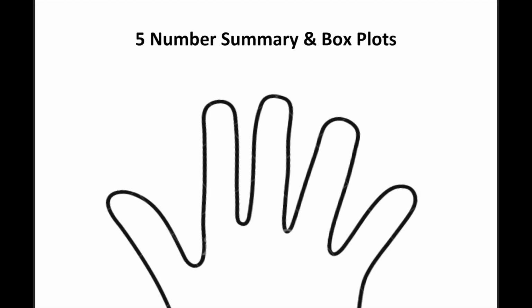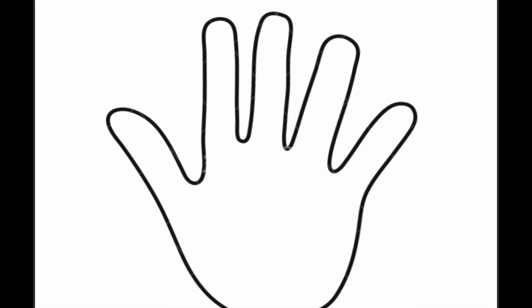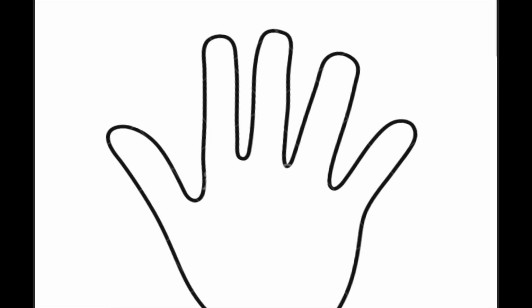All right, so today we're going to talk about the 5-number summary and how to create box plots. Normally what I would have you do is, in your book of knowledge, trace your hand and then we would fill this out. So if you have your book of knowledge with you, feel free to do so. You can do so in your learning journal, scratch paper, or you can just follow along.